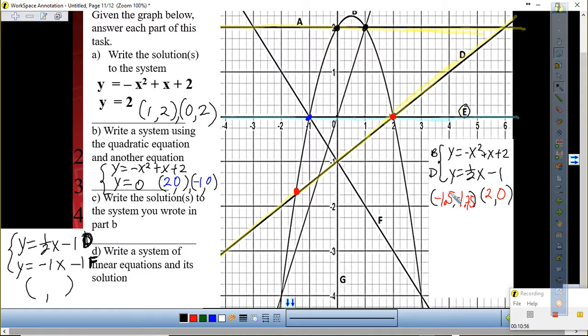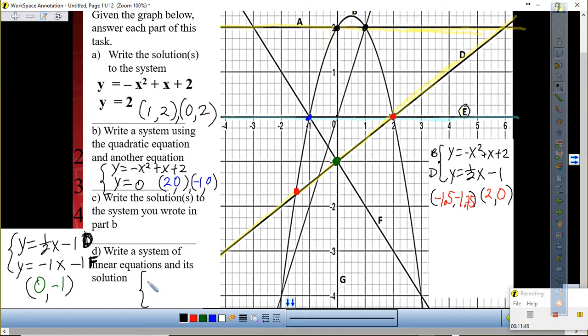Okay, Sergio, pass someone. 0, negative 1. Let's see. Line D and line F intersect at 0, negative 1. That is correct. All right. We need one more system, one more linear system. Pass it to someone. Ian.